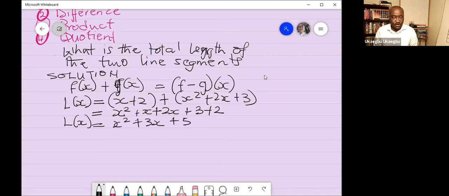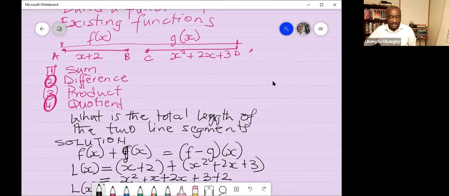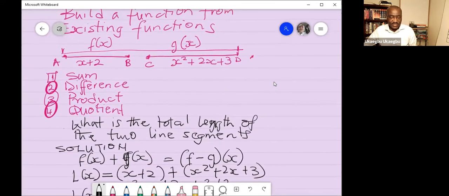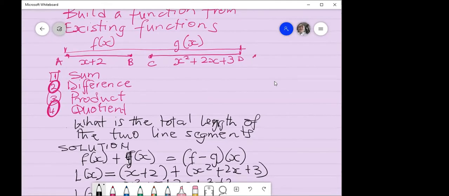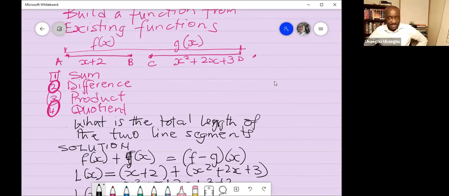So someone may also say, looking at our diagram, which line do you think is longer than the other? Which function do you think is bigger than the other? C to D. g of x. So the function g of x is basically longer than the other. So you can subtract f of x from g of x. You can also subtract g of x from f of x. So it just depends on how the question is thrown at you.